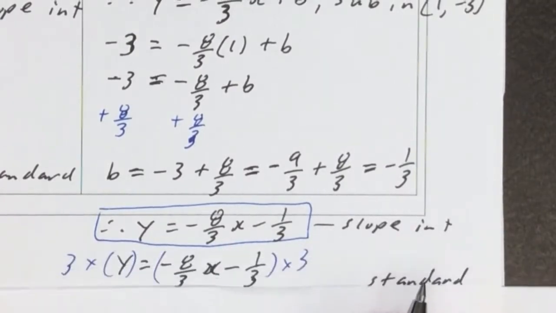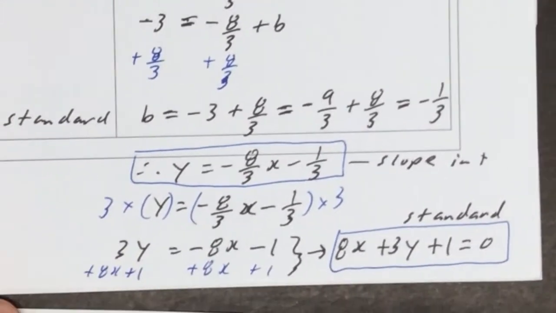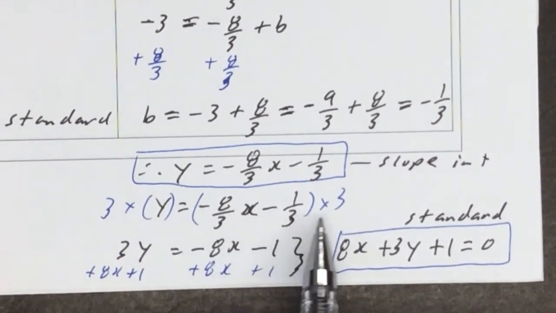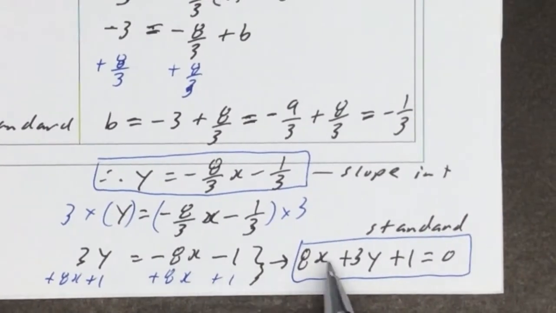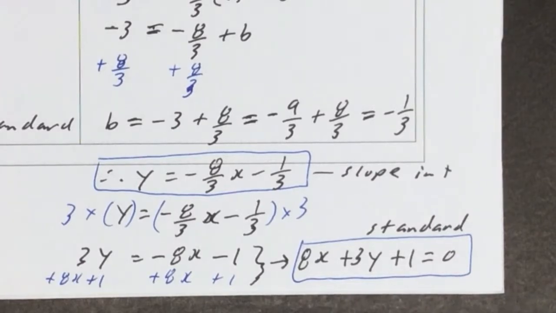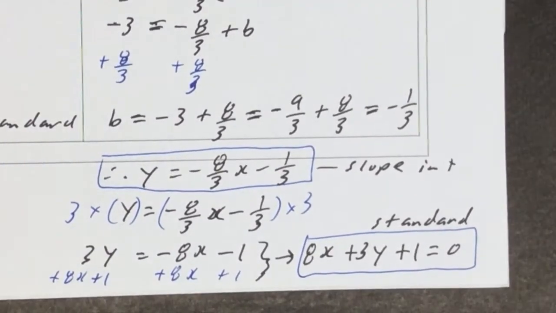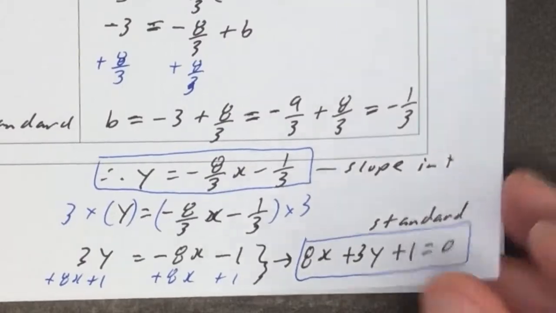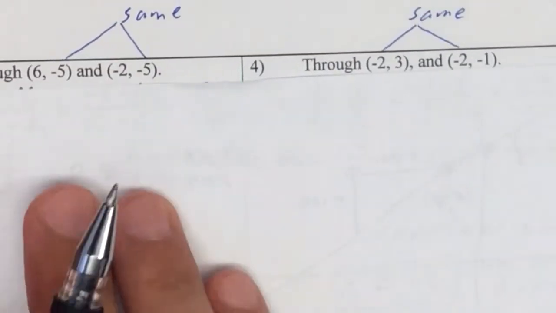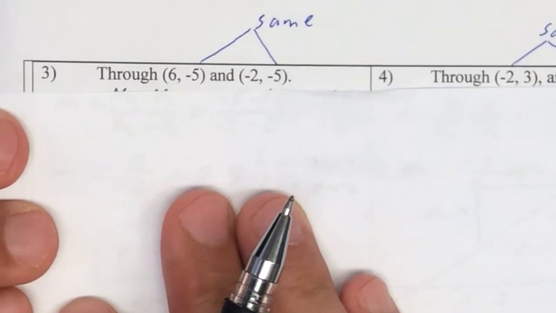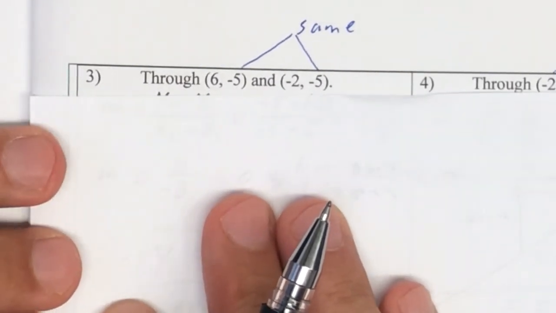That's the slope-intercept form. Now if you multiply out the 3 and rearrange it, you've got standard form as 8x plus 3y plus 1 equals 0. Again, you should be trying these before you actually watch the video. So here, for this example, example 3.